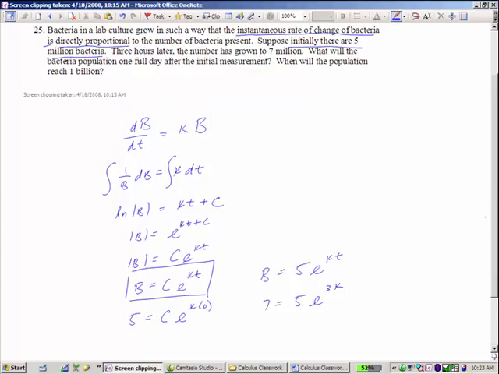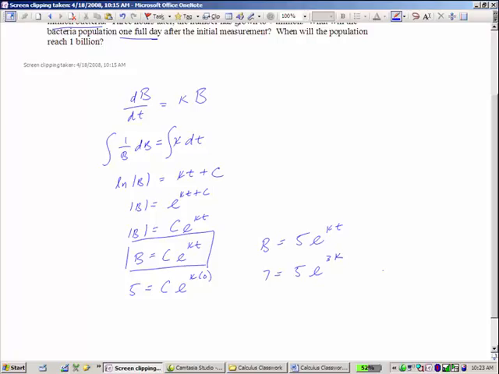So if we use 3, when we answer the question 1 full day, can we plug in 1 for time for this 1 full day? No, you can put 24. Exactly. So if you want to be in hours, it just means you have to be in hours for the whole problem. Desiree is saying, if you're going to use 3, make sure you understand we're in hours. All right, 7 divided by 5 equals e to the 3k.